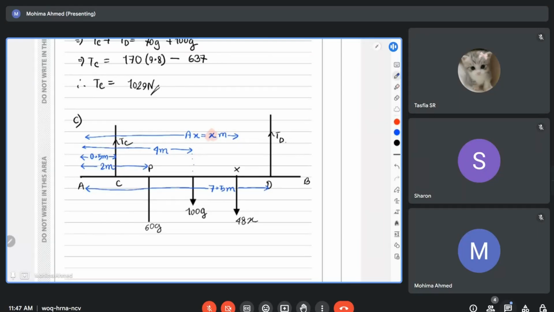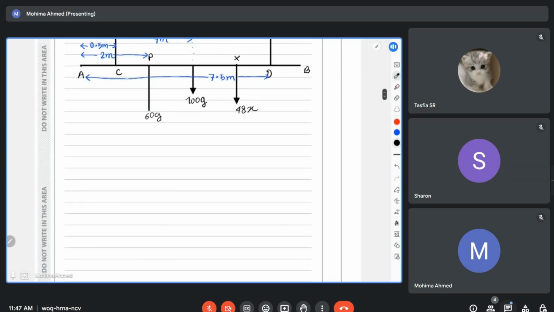In order to find out the tension in the two ropes, we have to use the concept of resultant forces. So we are going to use resultant force equals 0. The vertical forces are TC and TD. I'm going to consider TC and TD as Y, that equals 60G plus 100G plus 48G. This was actually G over here, my mistake.